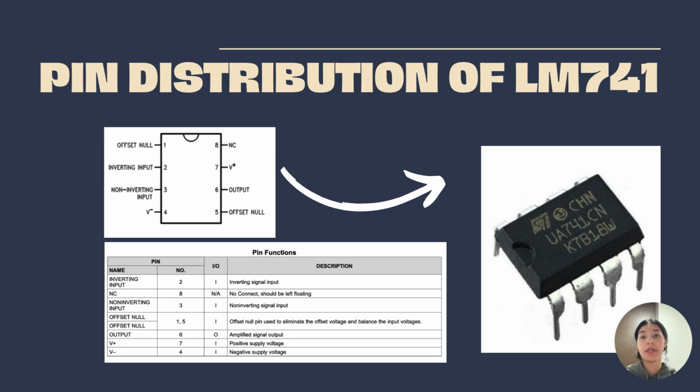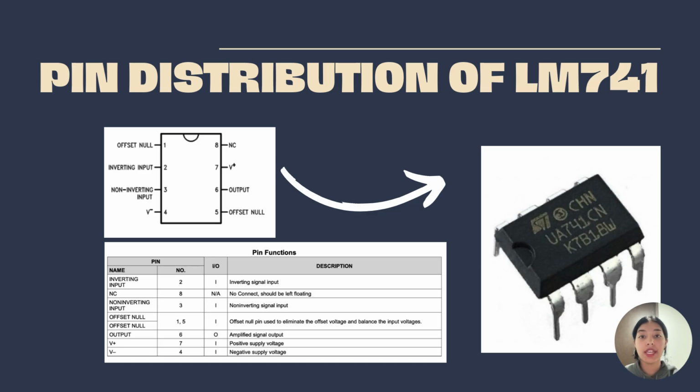So let's talk about the pin distribution of the LM741 amplifier. The first one is pin 1, the offset null. This pin is used to adjust the input offset voltage, which is a small voltage difference between the inverting and non-inverting terminals that can cause unwanted output deviations that I mentioned before.